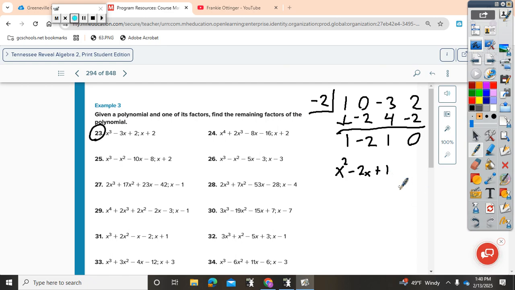And this should be something that, hold on just a second. Okay, and this is something that I would expect you to be able to factor. What's a multiple of 1 that adds up to -2? X minus 1 and x minus 1. By the way, there's a multiplicity here if you didn't notice. So what are the remaining factors? Well, one of them is x plus 2 because they gave it to me. The other one is x minus 1, x minus 1.